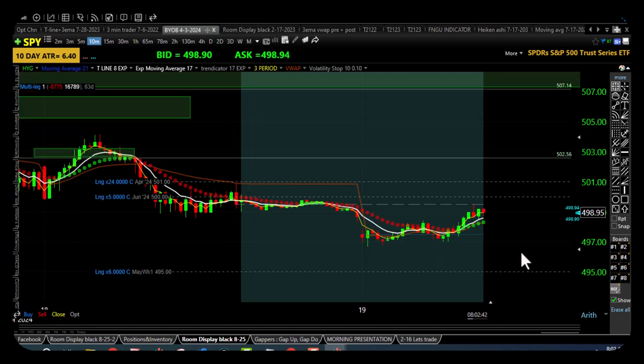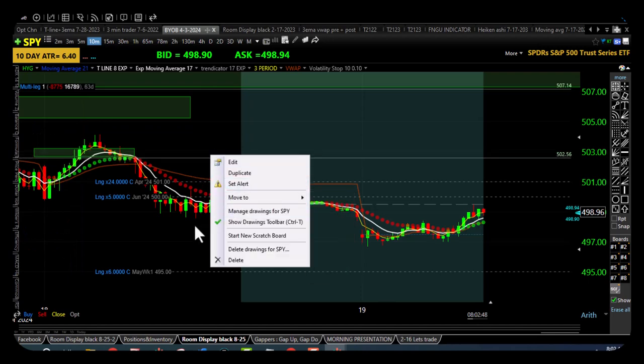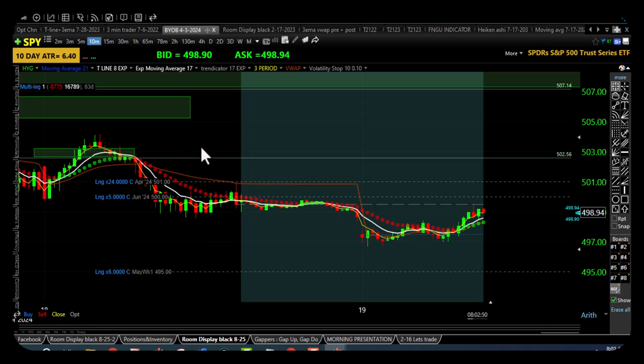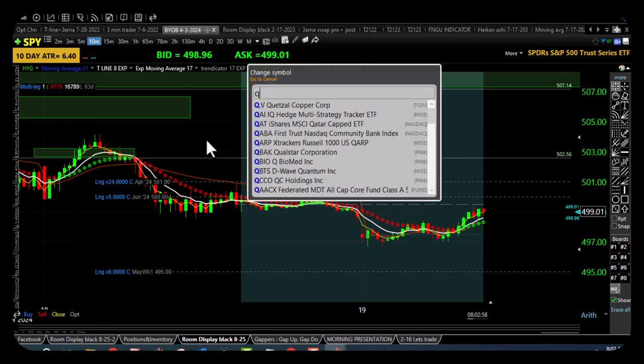Still in that 2-hour downtrend. So I'm looking for a 10-minute downtrend, where red erases green. So I'm looking for red candles to erase green candles. Okay, so there's SPY. Let's take a look at QQQ.